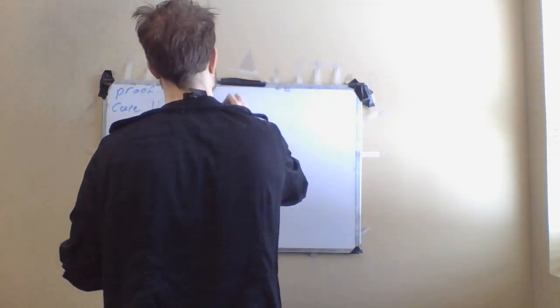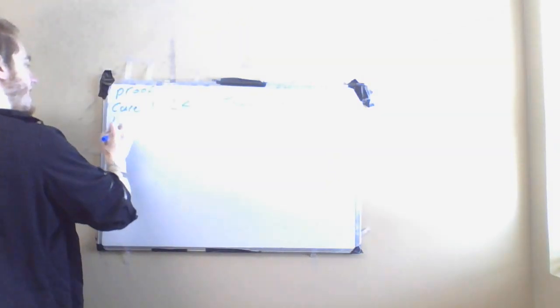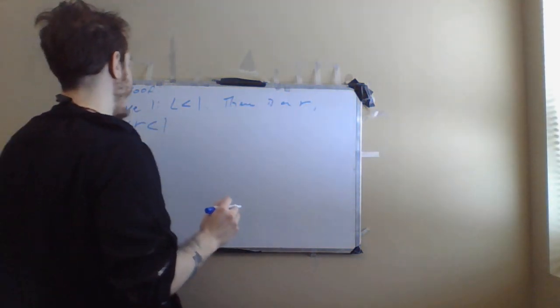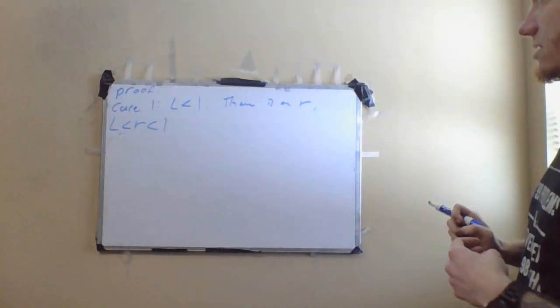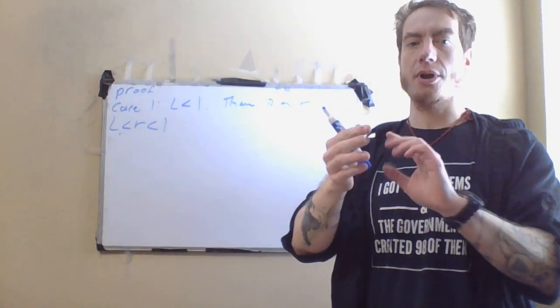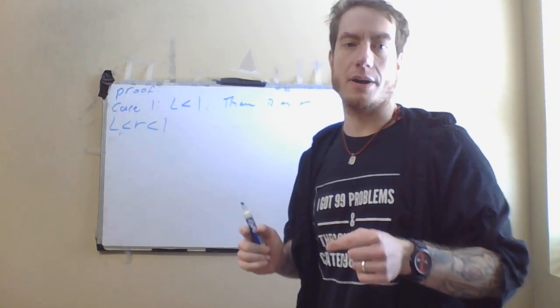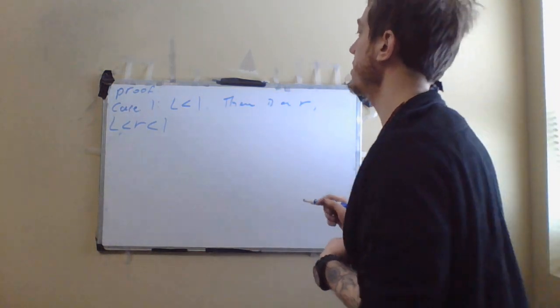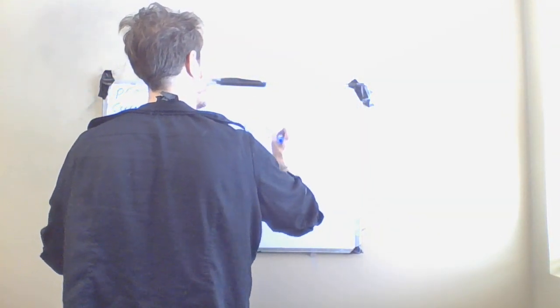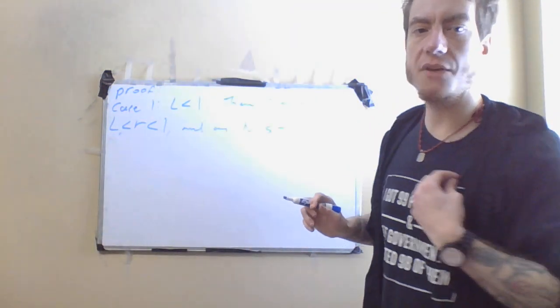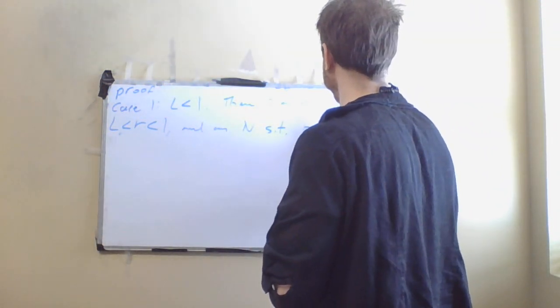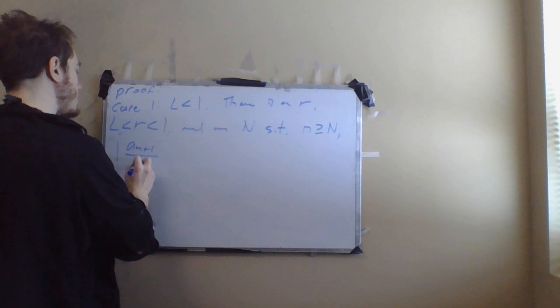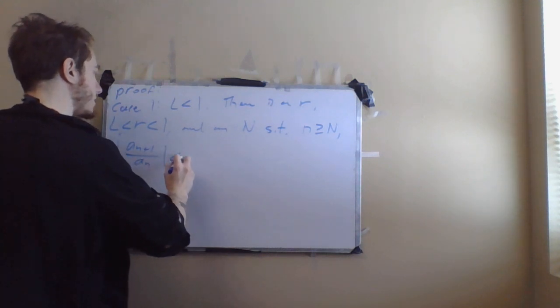So note, there is an R with L less than R less than 1. And we can pick such an R because L is less than 1. So there has to be some number between L and 1. Now, the other thing we can notice is that there is a capital N such that if little n is bigger than or equal to capital N, we have the absolute value of a sub n plus 1 divided by a sub n is less than r.